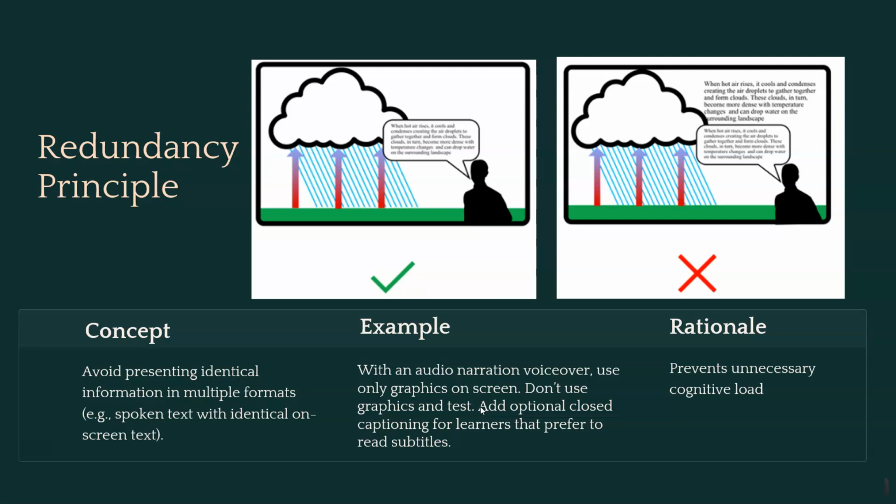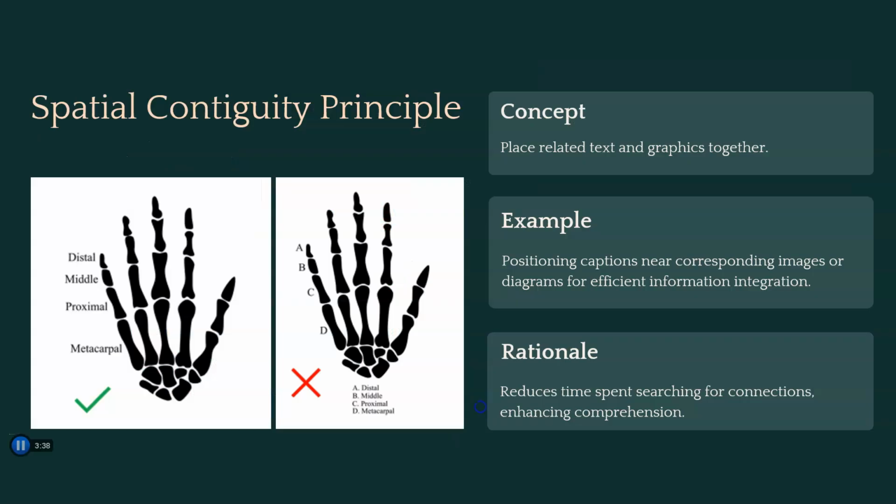The principle of redundancy suggests that we avoid presenting the same information in multiple formats. For example, if you are using audio narration, you don't need identical on-screen text. Narrated animations without duplicate subtitles reduce visual processing overload.